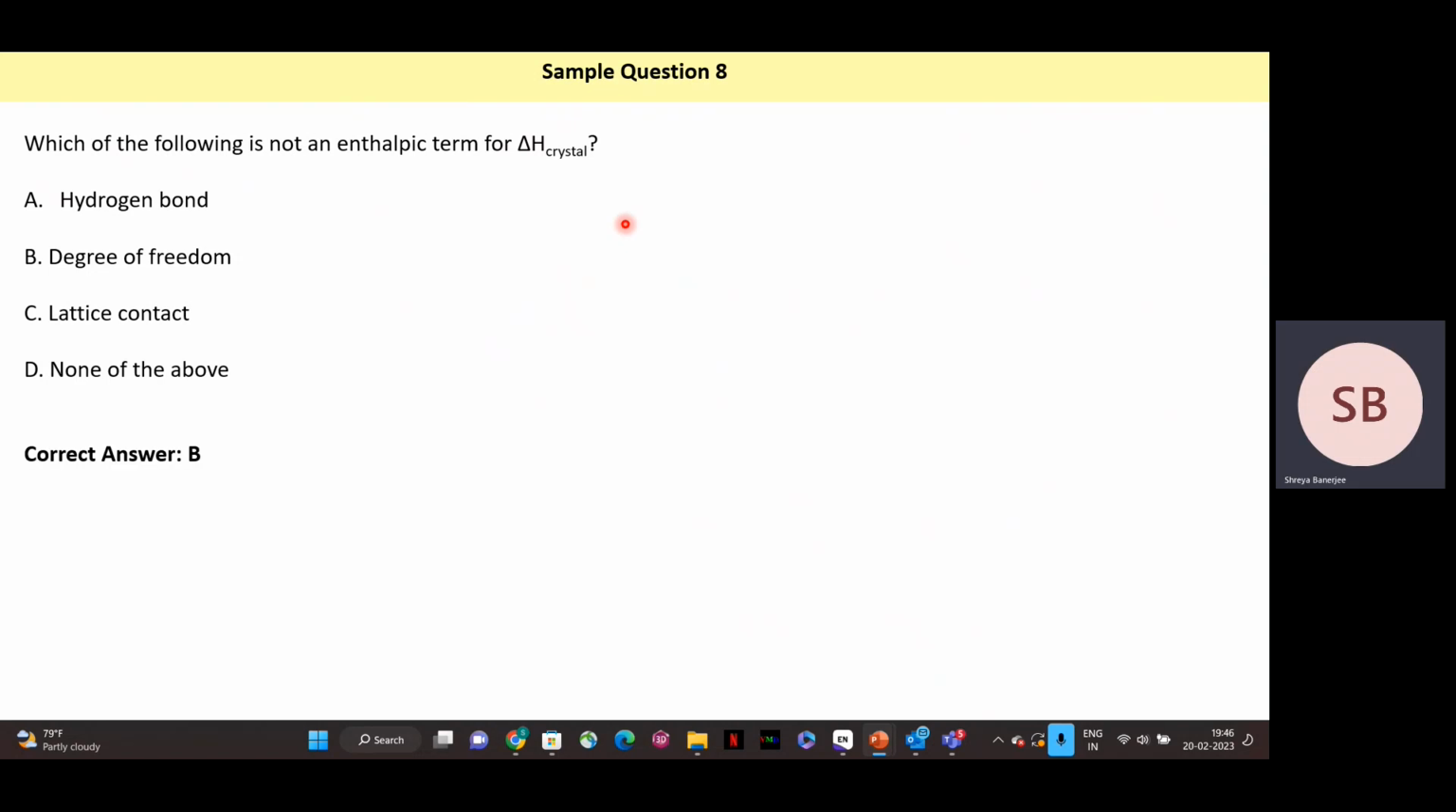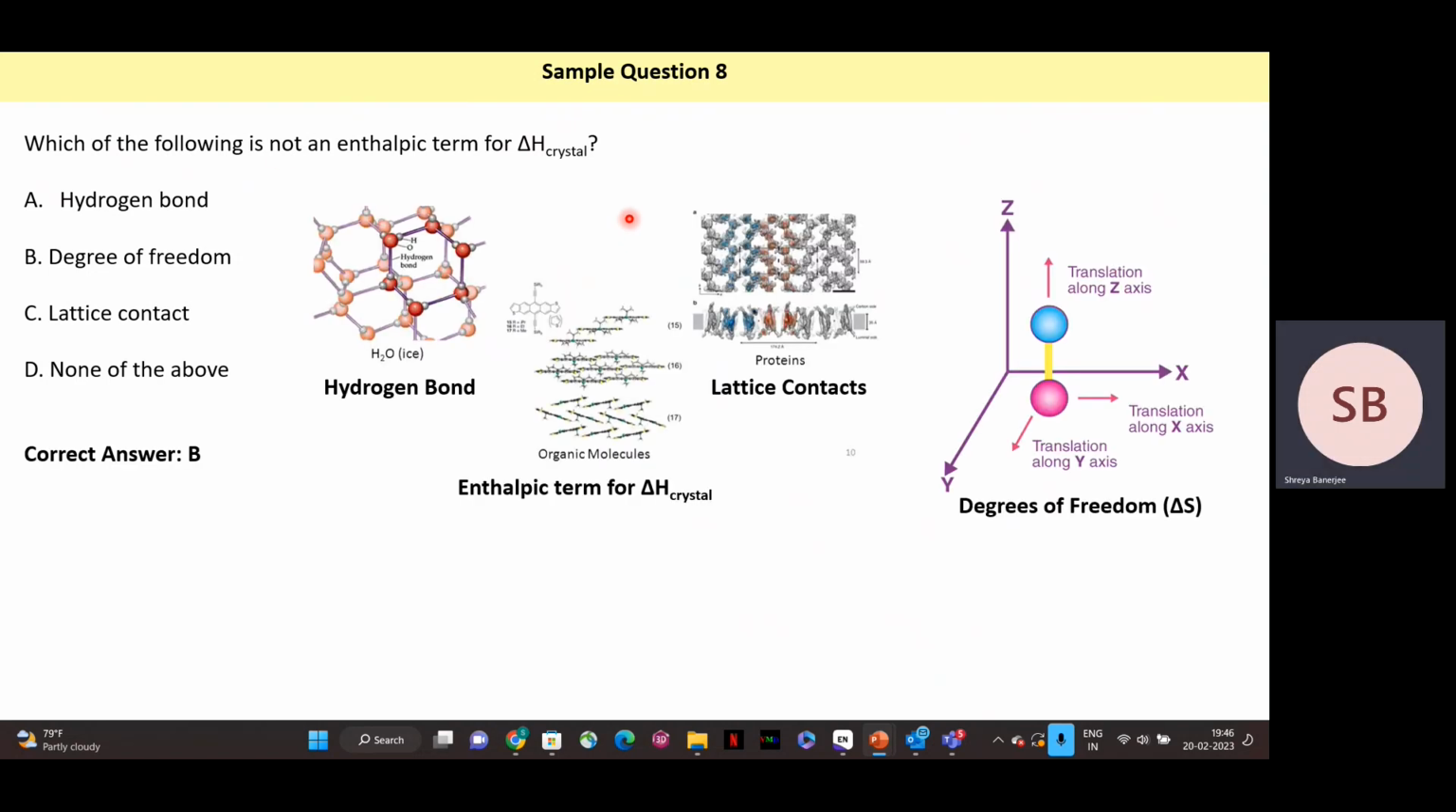The correct answer is B. So in formation of the crystal, you can have hydrogen bonds, which will contribute to the enthalpy change of formation of the crystal. Or you can have lattice contacts, that is contact between the different lattice points. And this will also add to the enthalpy of formation of crystals.